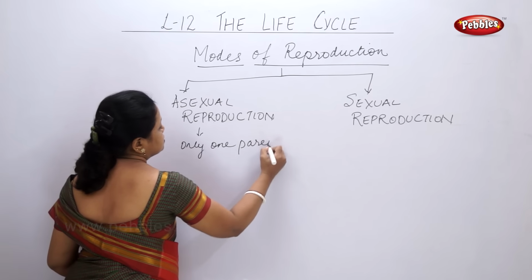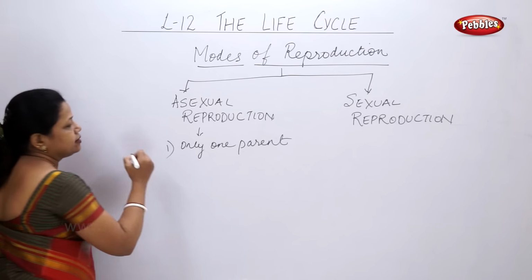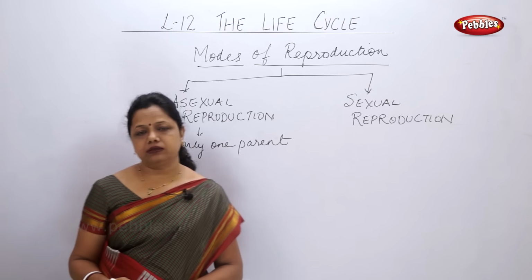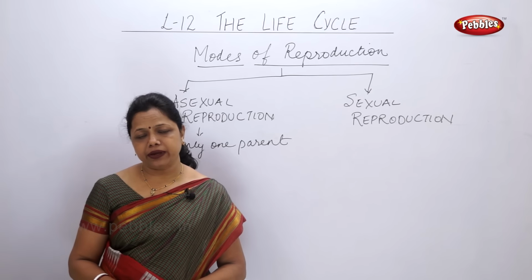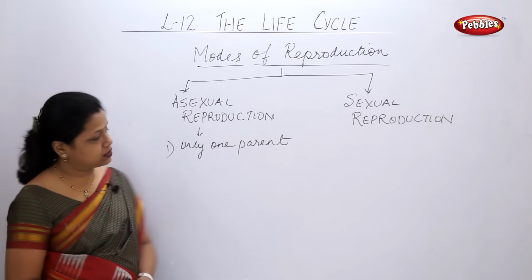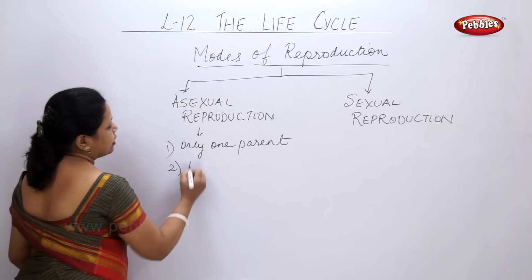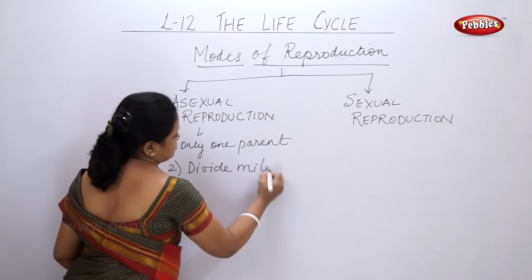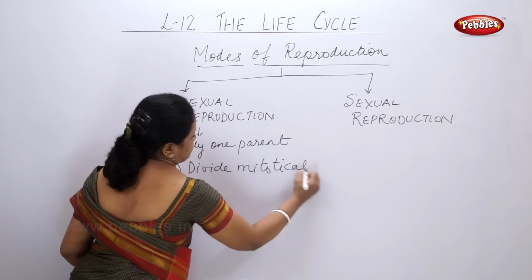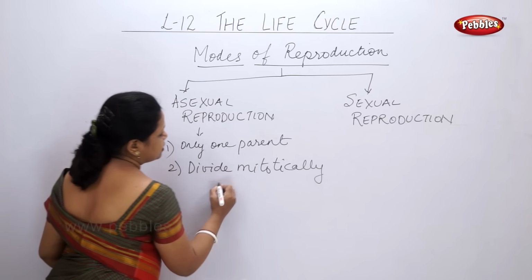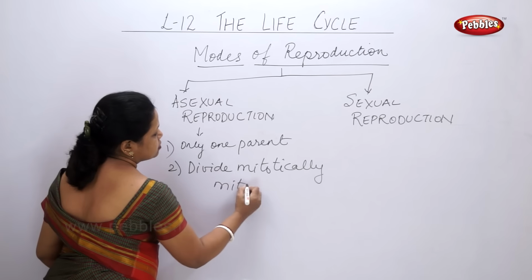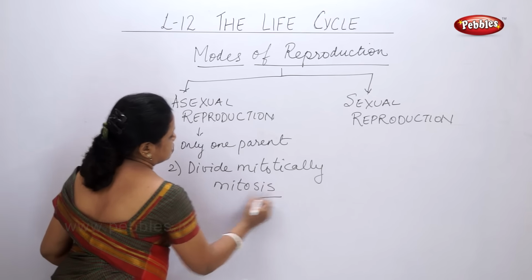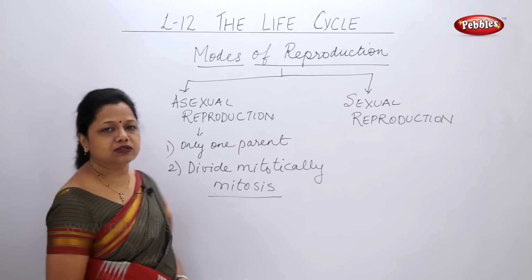This is the major difference between asexual and sexual reproduction. Only one parent is involved in asexual reproduction. Secondly, they divide mitotically. Now, mitotically means by using the process of mitosis. This process is used in asexual reproduction.